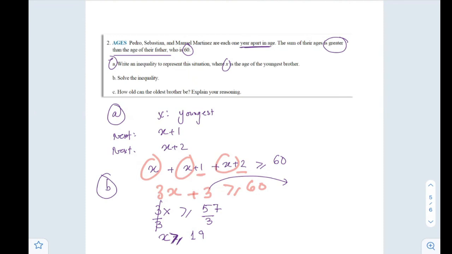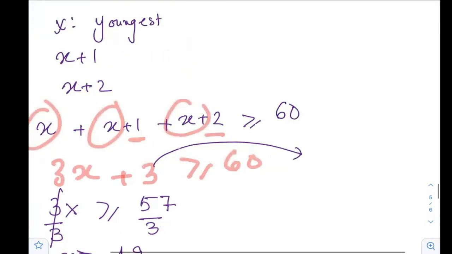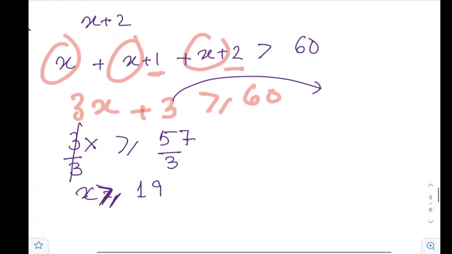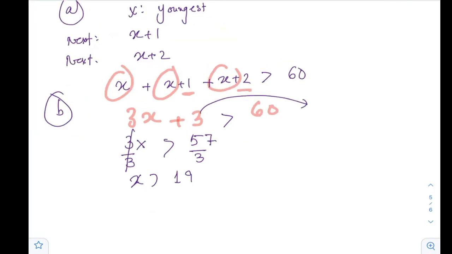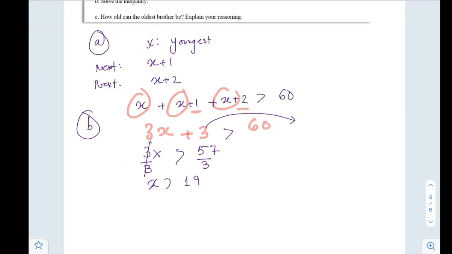So it is greater than only, without equal. So here we have made a mistake. It's greater than only, it's not equal to. So here we will remove the equal, and here also, greater than only. No problem. And it cannot be 60. So that means the youngest brother should have to be more than 19 years old.